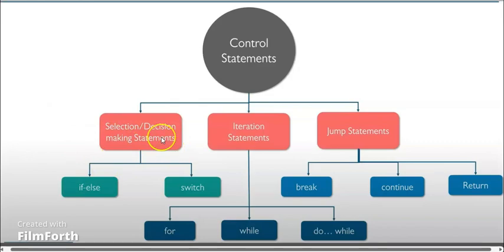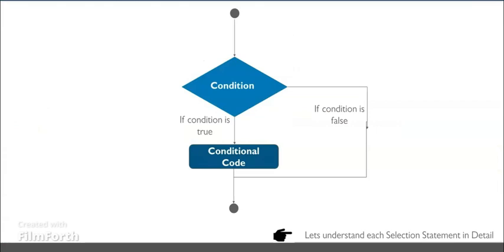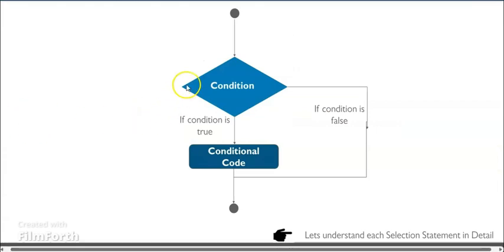Let's study in deep discussion each of the selection or decision making statements, iteration statements, and jump statements. We will study these three types in depth. When you go to the selection statements, this is the flowchart of an if else statement, which is a selection of flow statement.